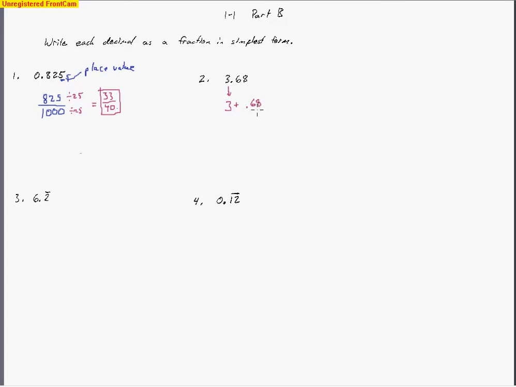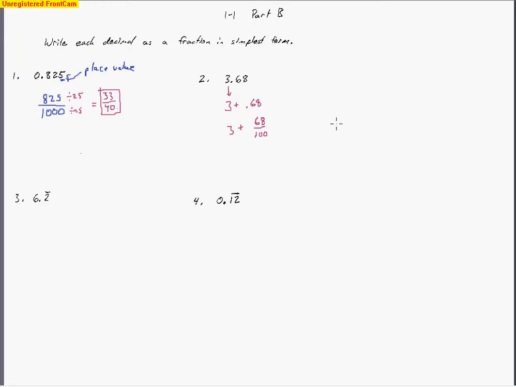So all I need to do is change the 68 hundredths into a fraction. So let's do that. So 3 plus 68 hundredths. Hundredths because, see, there's 2 places after the decimal. The 8 is in the hundredths place. So now all I have to do is reduce.